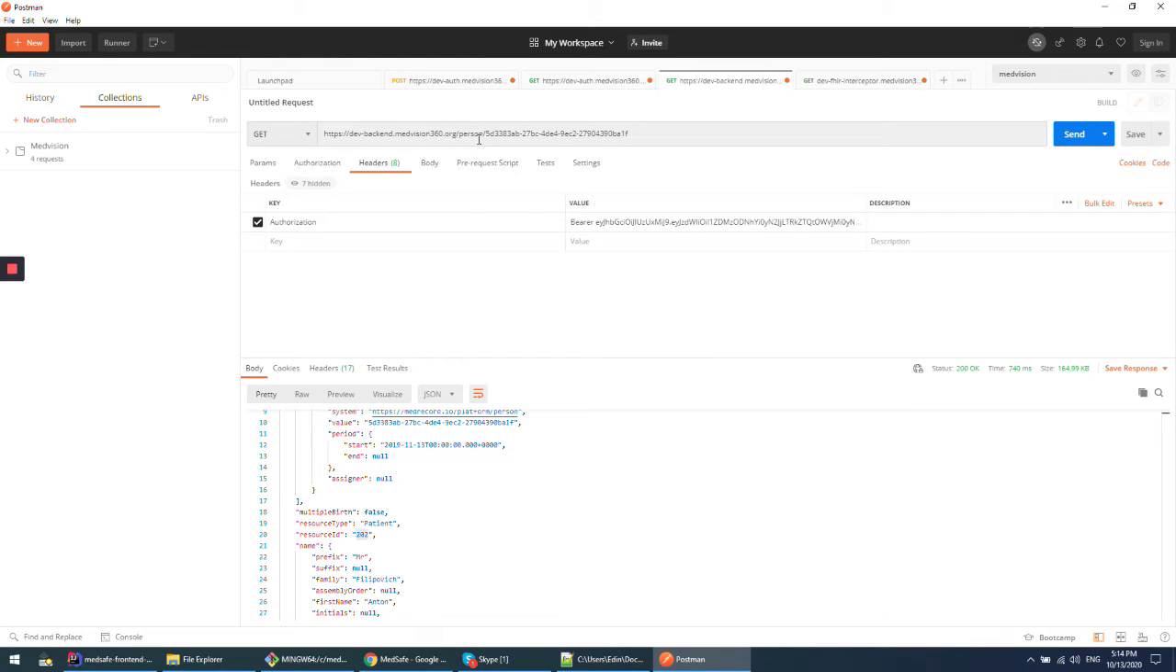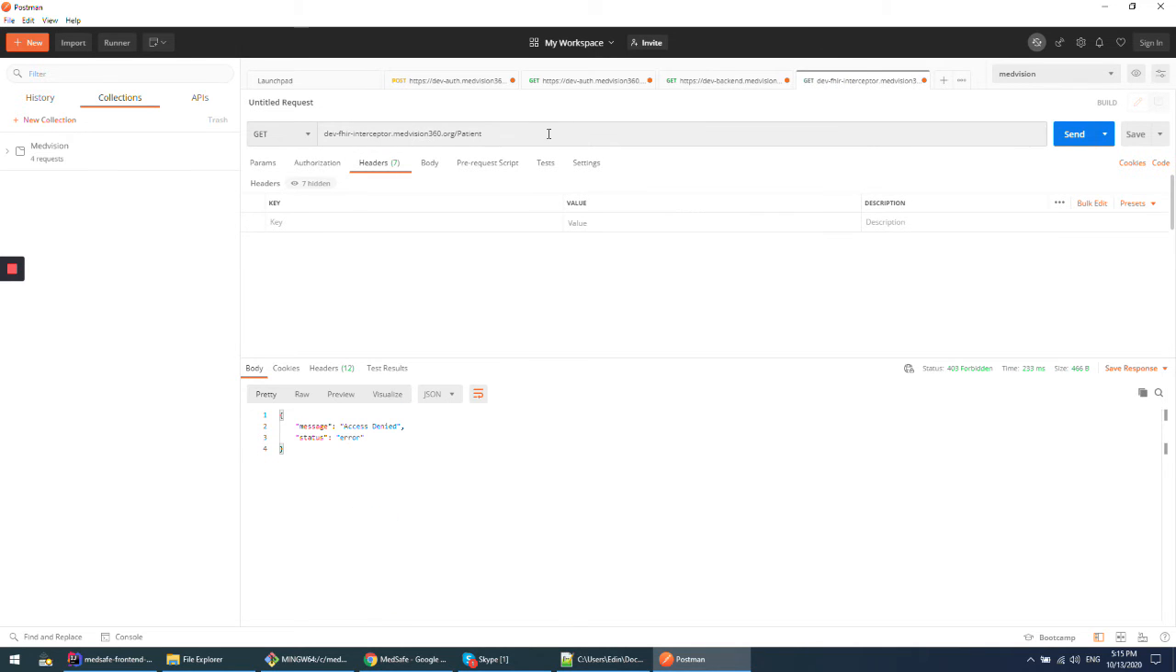After we target the person endpoint, we will get as a result an object which has a resource ID attribute. That resource ID with the resource type patient is the actual ID that we will use for the FHIR interceptor.